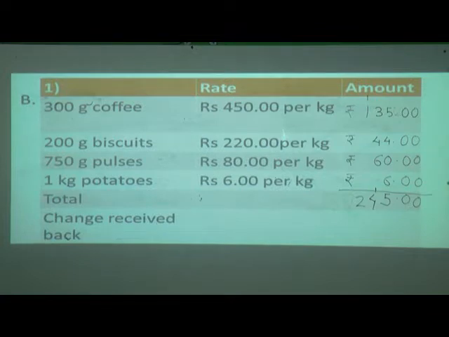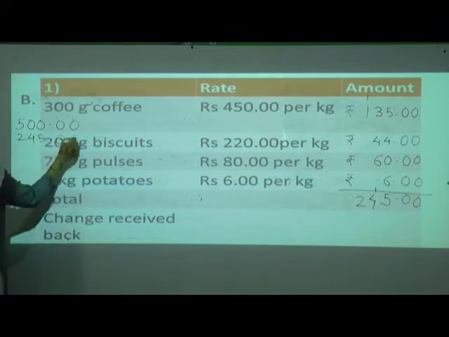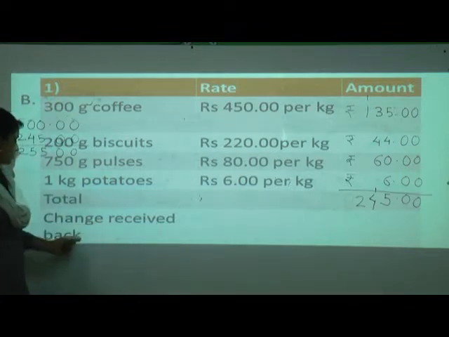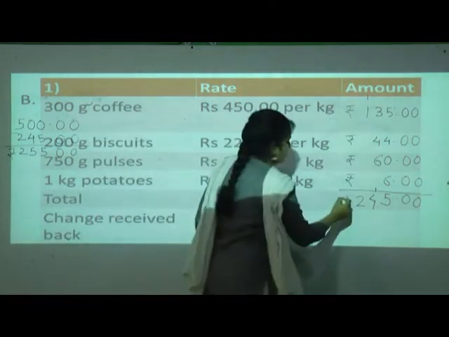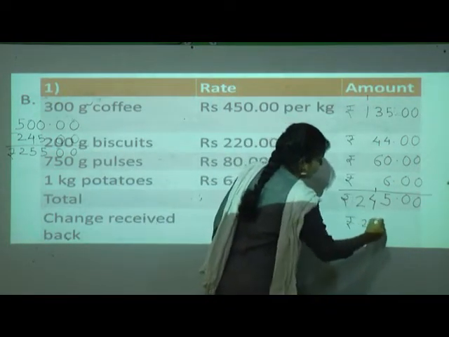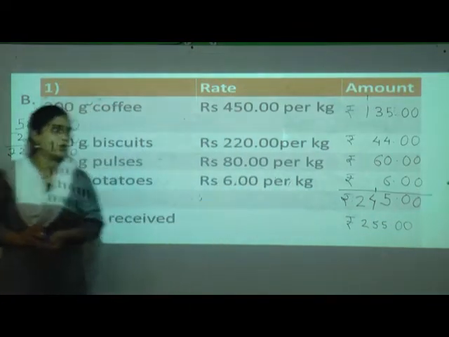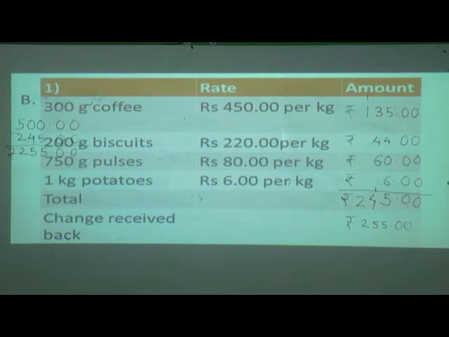rupees 500. So just subtract 245 from 500. Okay, now what will be the answer, students? Yes, rupees 255. So the change received back is rupees 255. Okay, all of you understood this? Okay, now students, we'll see our next example.